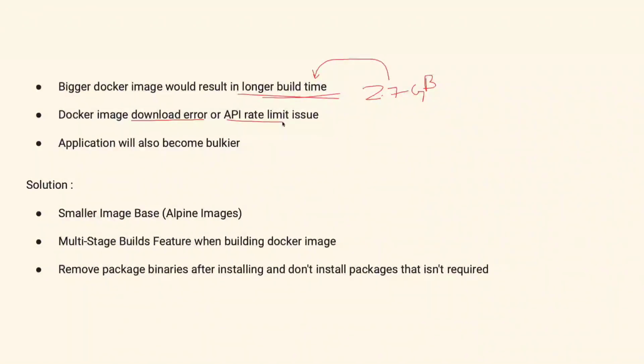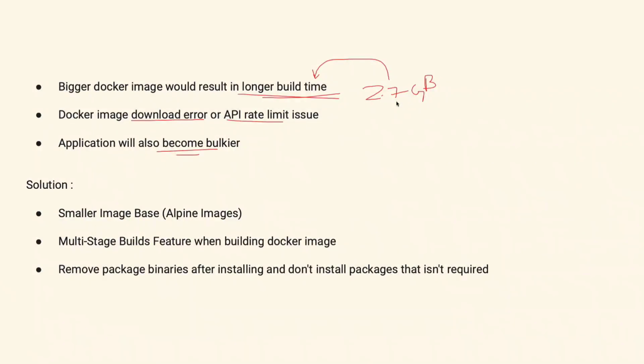You might also encounter API rate limit issues. If you are downloading it from Docker Hub itself, you might encounter these API rate limit issues. And your application will also become bulkier when you want to debug and scale. So all of these are facts that point out that the Docker image size should not be larger.